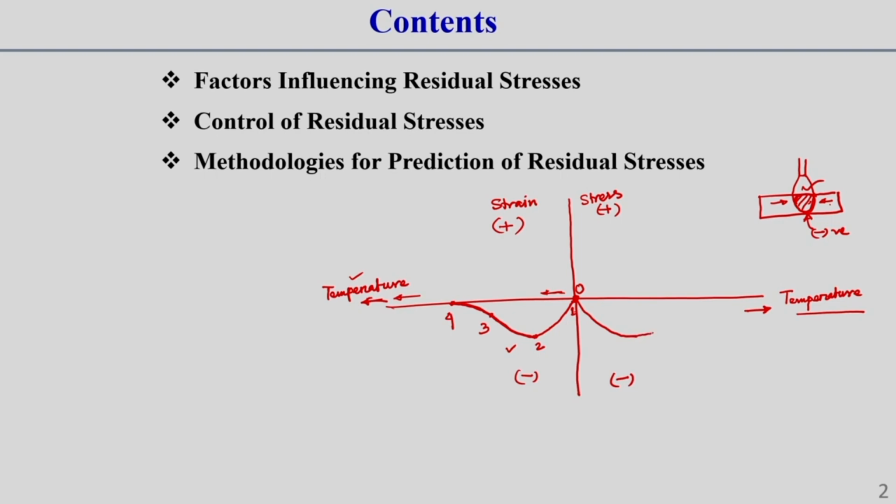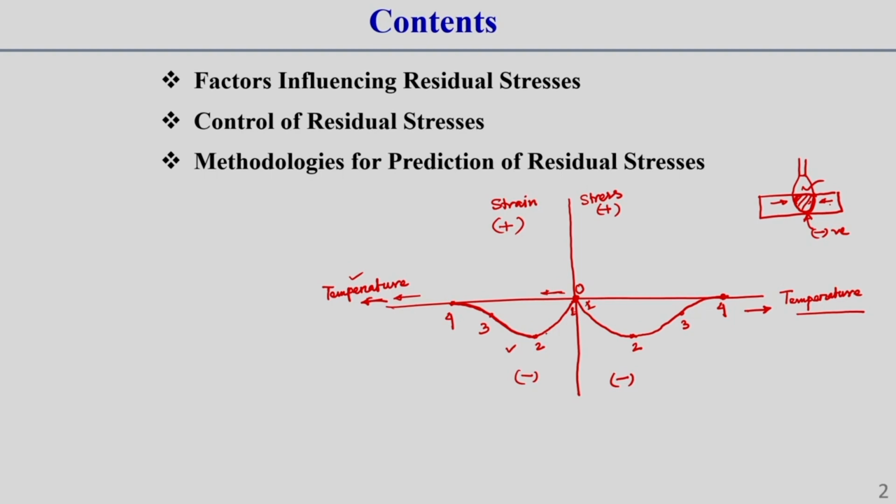And once it goes to around the melting point temperature, here I am representing this as 0.1, this 0.2, this 0.3 and this 0.4. Once the temperature reaches the melting point temperature, the stress is nullified in that zone, correct. So with temperature, during the heating cycle, the stress is compressive in nature.